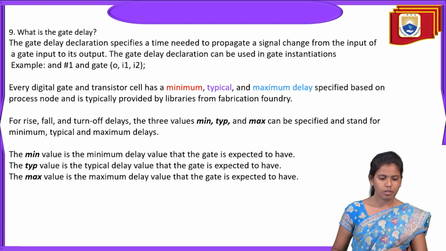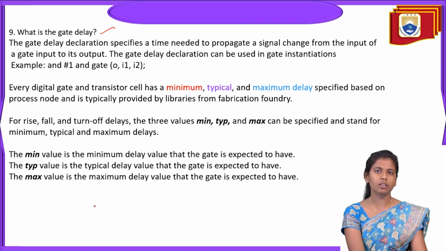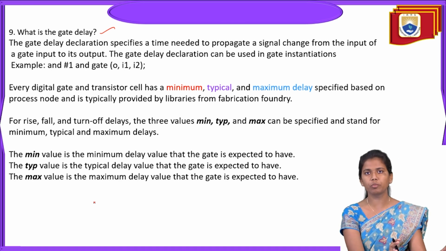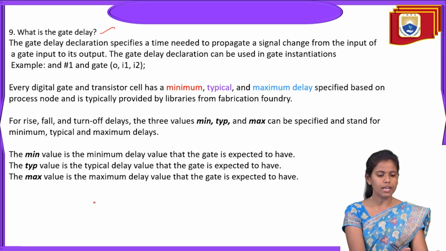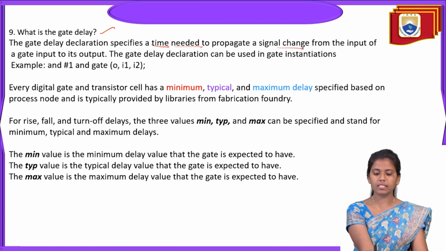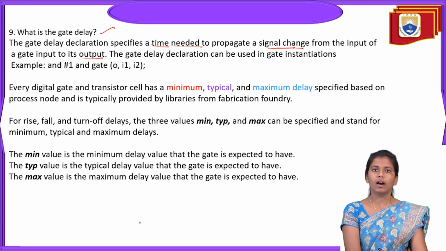Then coming to the gate delay. We all know what a delay is. Delay is with respect to the time constraint. If you give an input and the input makes its transition with some delay, obviously you will see some delay at the output as well. So the gate delay declaration specifies the time needed to propagate a single change from the input of a gate to its output. It makes a transition with respect to time. As per the input, you will see some delay at the output.